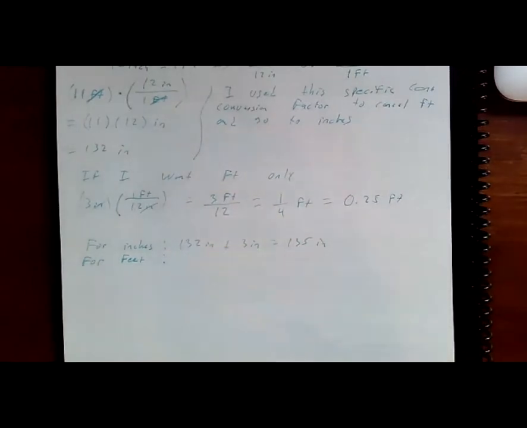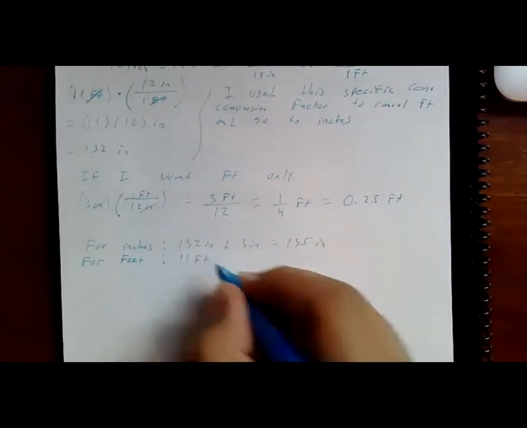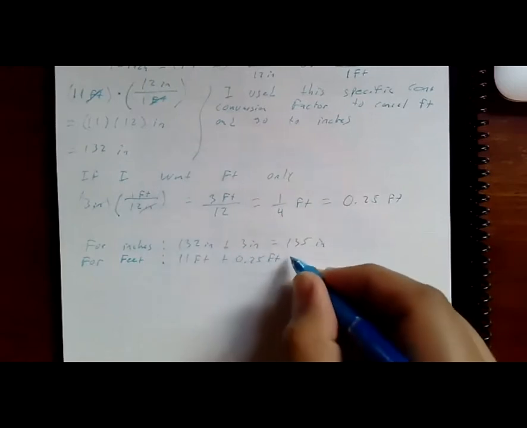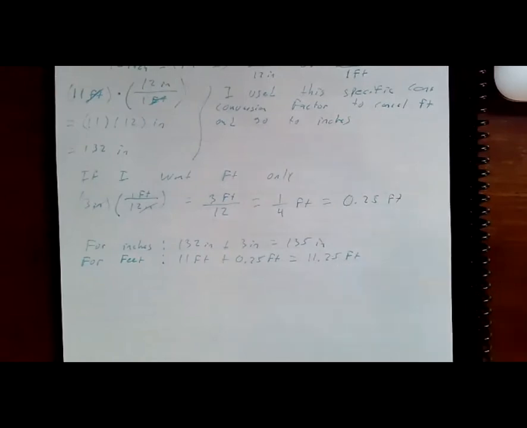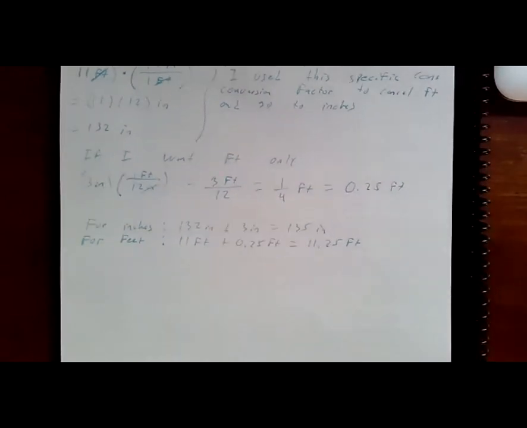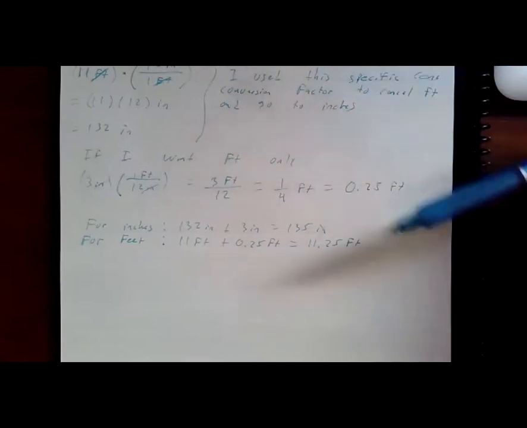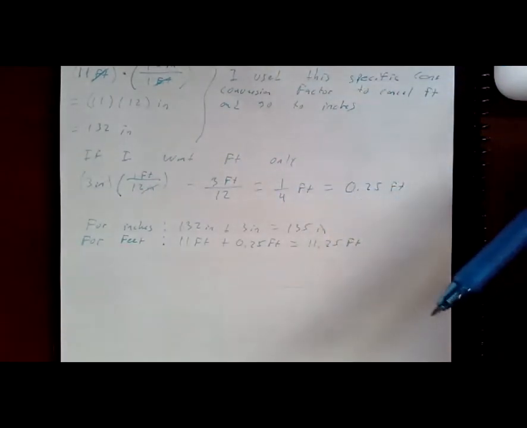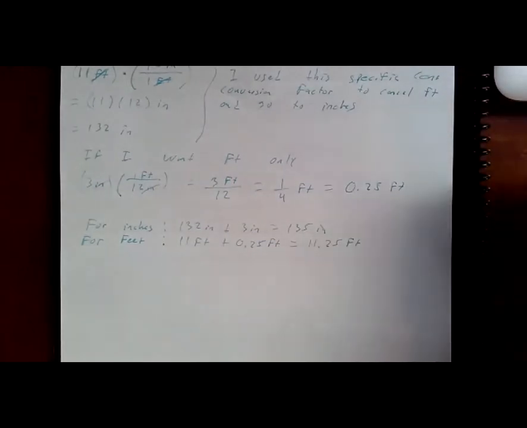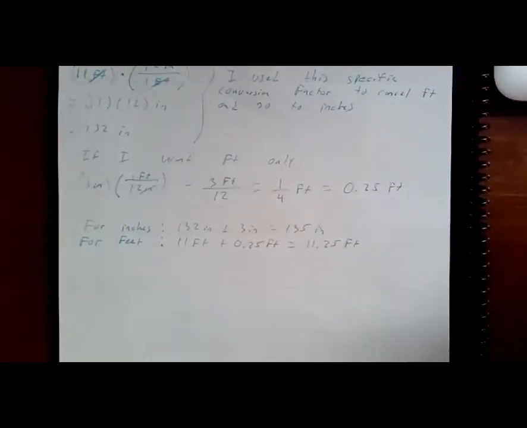Now, if you want it all in feet, well, you take the 11 feet and add that decimal. So we would have 11.25 feet. Okay, so that's what the question was saying: get it all into a single unit, so combine it where appropriate. Is there any question on this problem? Okay, all right, let's keep going.